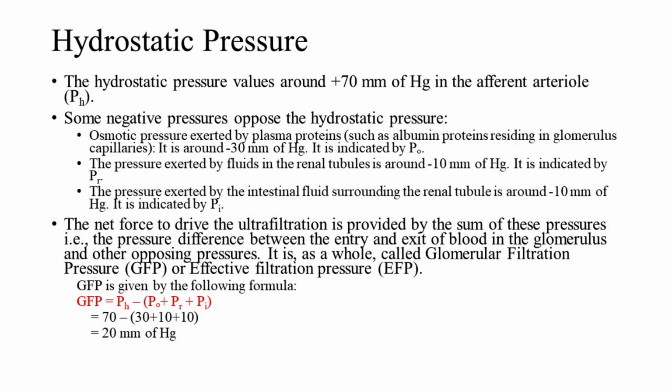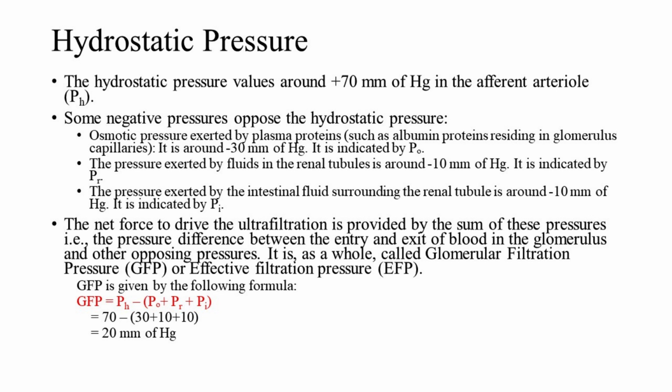Hydrostatic pressure. The hydrostatic pressure values around plus 70 mm of Hg in the afferent arteriole, indicated by PH. Some negative pressures oppose the hydrostatic pressure. Osmotic pressure exerted by plasma proteins, such as albumin proteins residing in glomerulus capillaries, is around minus 30 mm of Hg. It is indicated by P.